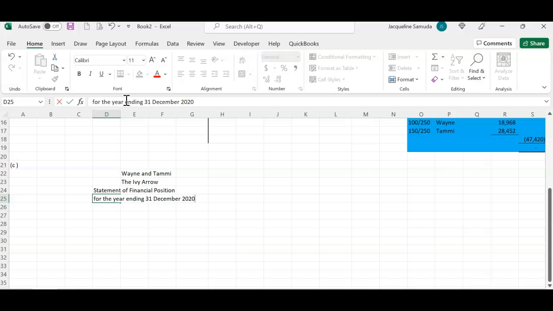So this title is very important. You can lose marks in the exam if you do not title your document properly.